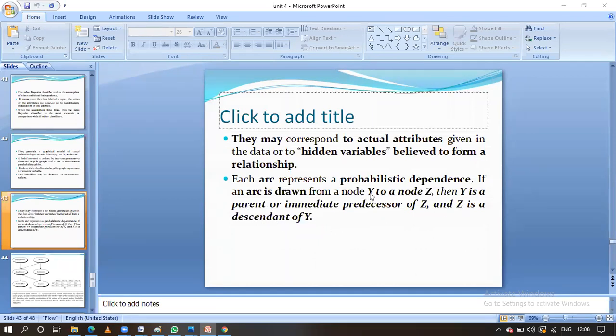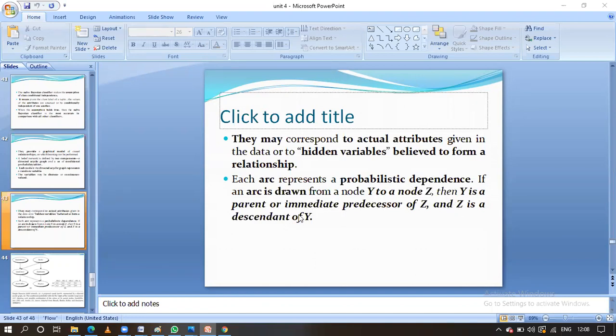Why? Because here we have a relationship between Y and Z. For representing that relationship, we are going to use the arc. Here the arc represents the probabilistic dependencies. The arc starts from Y to Z. Here Y we call the parent or immediate predecessor of Z, Z కి ముందులో ఉంది. Likewise Z we call a descendant of Y. Y తర్వాత ఉంది కాబట్టి that is, Z is the descendant of Y.